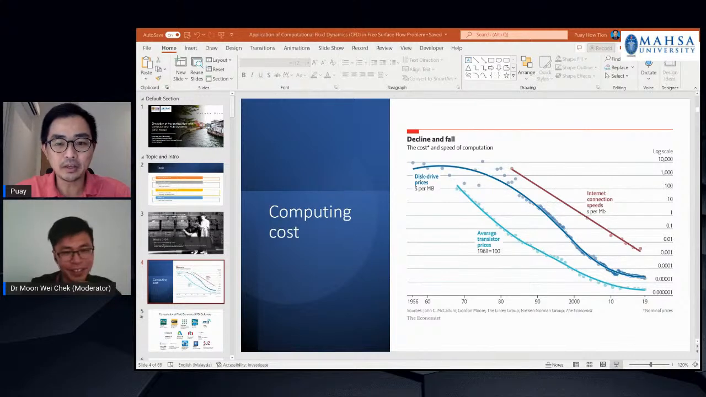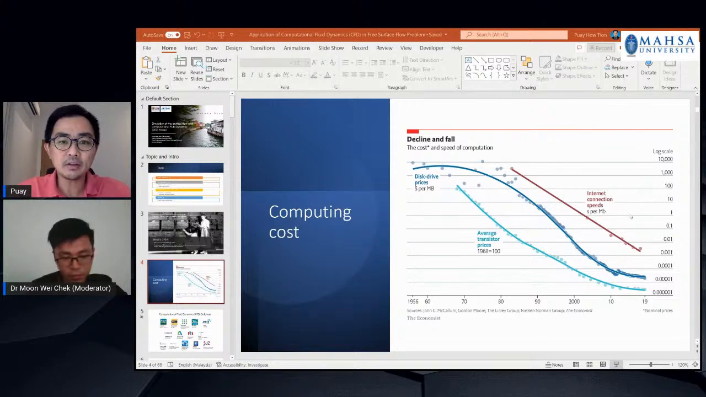With the decrease of average transistor price, computers become more affordable nowadays, and the speed of computers has also increased exponentially. This means computers can be an effective tool in terms of cost and speed to help us in engineering design by using CFD.